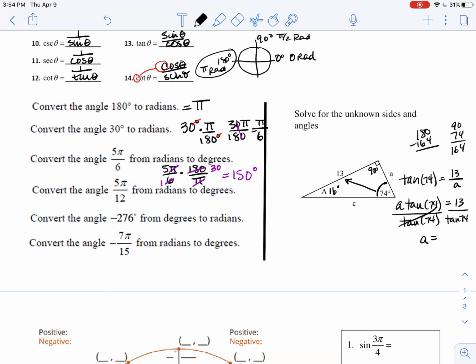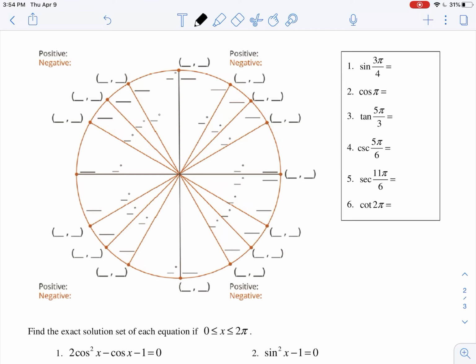All right, at this point, I got to go to Desmos to figure out this answer. All right, so just pretend I went to Desmos and worked out 13 divided by tangent 74, and your A value is 3.728. So A is equal to 3.728. Okay, and then this is a right triangle, so I'm going to go straight to Pythagorean Theorem. And the sum of the squares of the sides, so 13 squared plus 3.728 squared is equal to C squared. And then again, by the magic of Desmos, we're going to see that this guy is going to be 13.524.